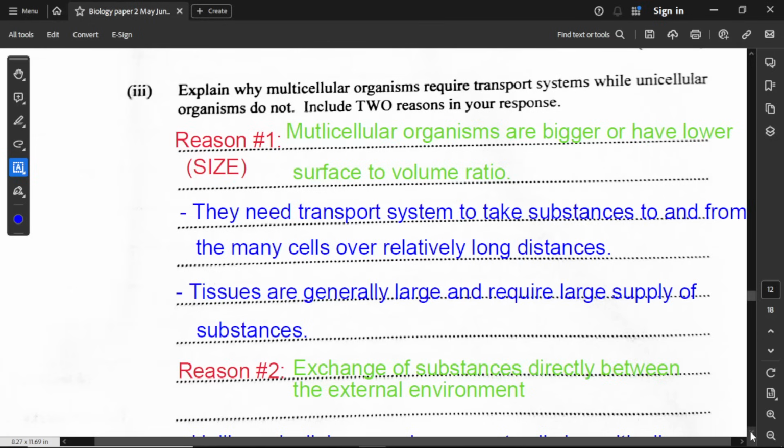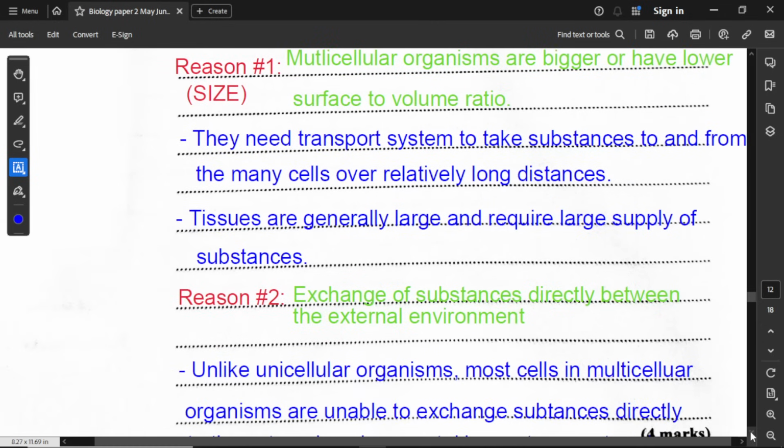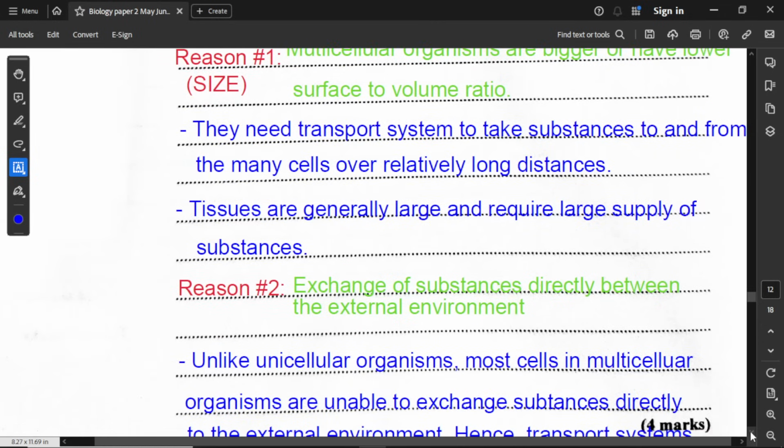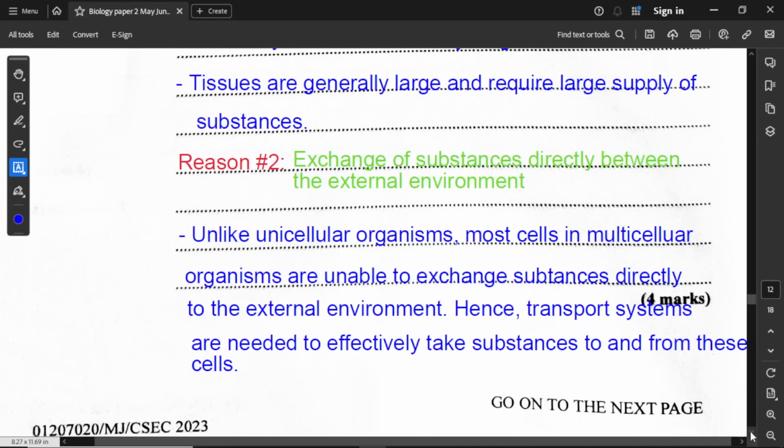Reason number 2 is that exchange of substances directly with the external environment. And these are the points now to make note of. So unlike unicellular organisms, most cells in multicellular organisms are unable to exchange substances directly with the external environment. For example, your alveoli, your lungs, and then it will take oxygen towards the cells of the body for respiration. These cells are embedded deep inside of you. So therefore, you have to transport the oxygen through your respiratory system.